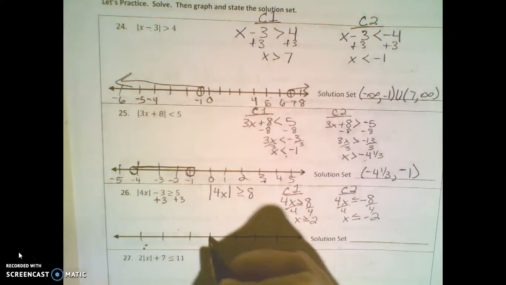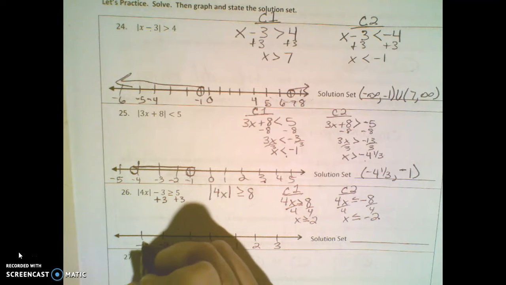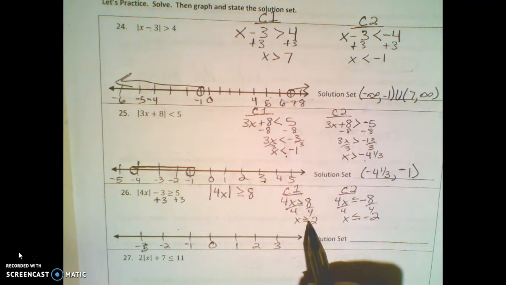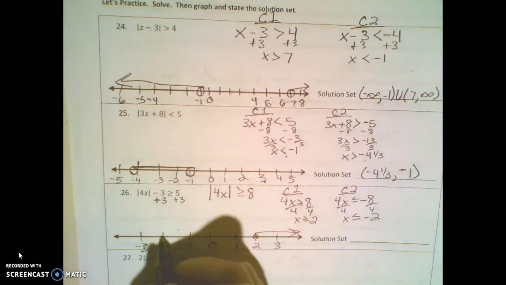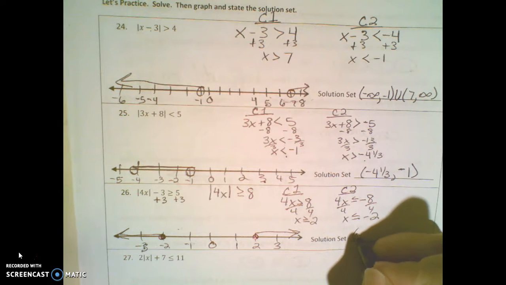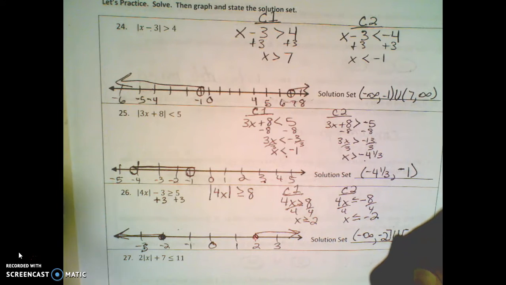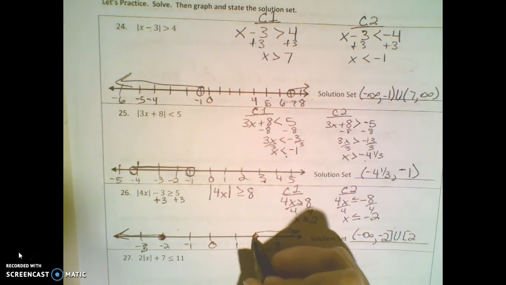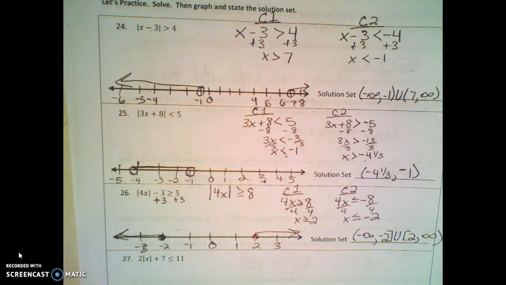I'm going to leave pretty big spaces because I don't need a lot of marks on this one. 3, negative 1, negative 2, negative 3. And so we're looking at including 2, and we want to be greater than, and we are including negative 2, and we want to be less than. So we've got negative infinity, and then this time we're including it, so we use those hard brackets, union, hard bracket 2, because it's included, and infinity. Okay, go ahead and try 27 yourself, and when you're finished, come back and check your answer.